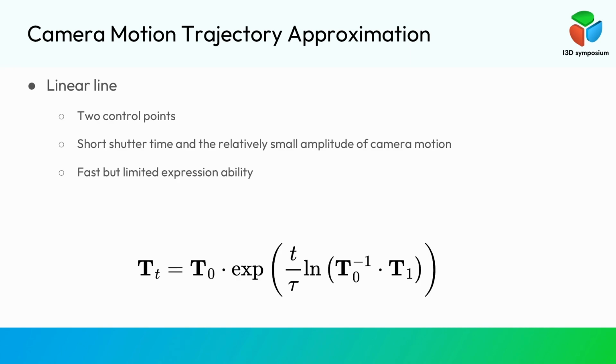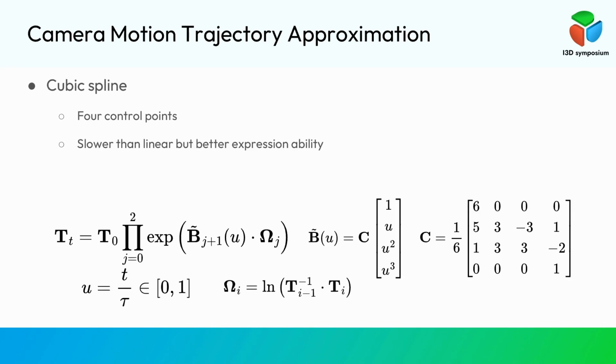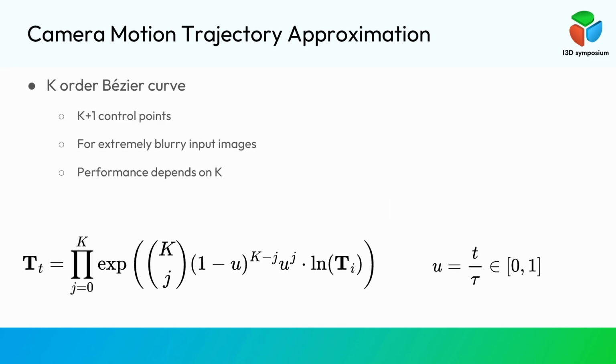So within this model, the global pose T will be expressed like this, okay? And for cubic spline interpolation, however, 4 control points are required to represent the camera trajectory, where B here is the basis function of the spline, okay? And also the k-order Bezier curve. As we raise the order higher, the expressiveness grows, and it's useful for extremely blurry input images. And the precise performance depends on tuning the parameter k, okay?